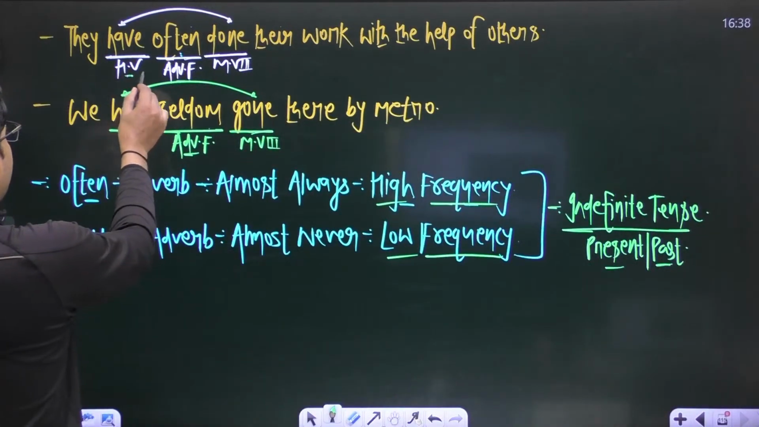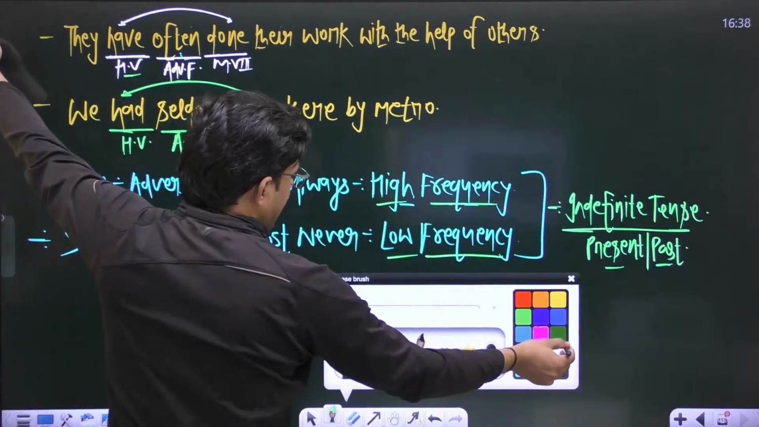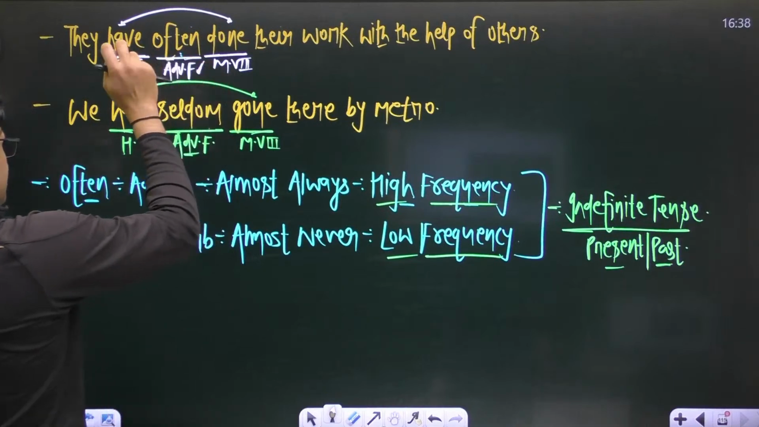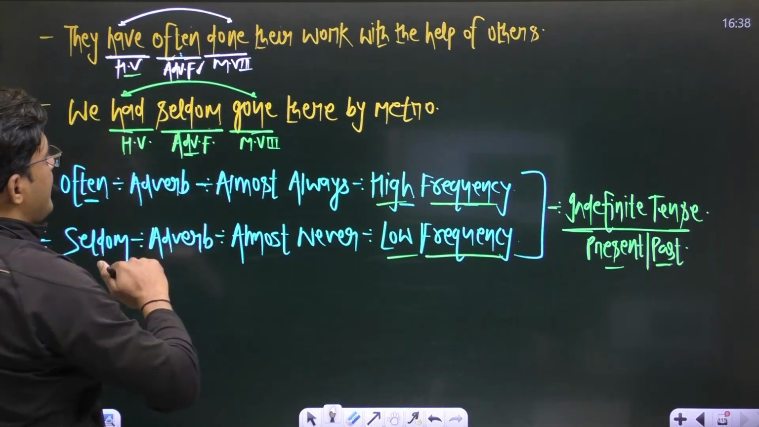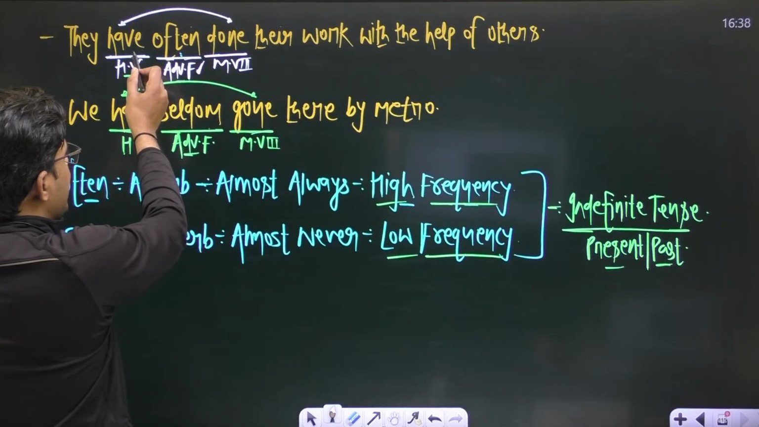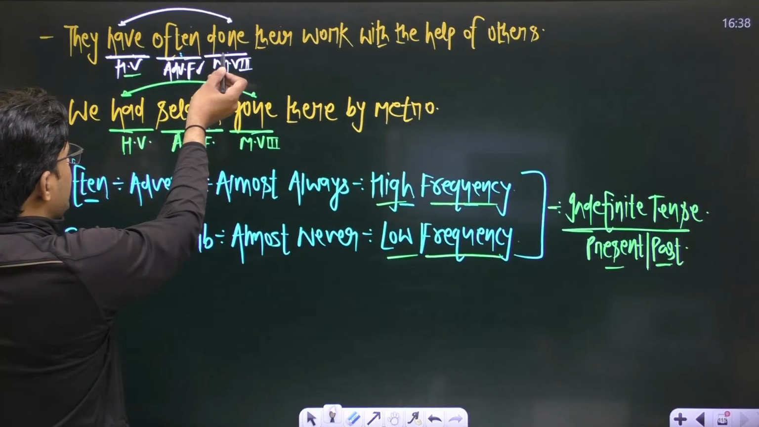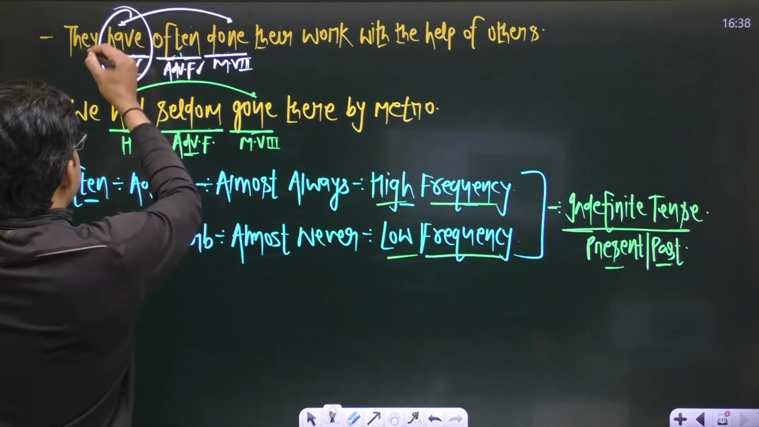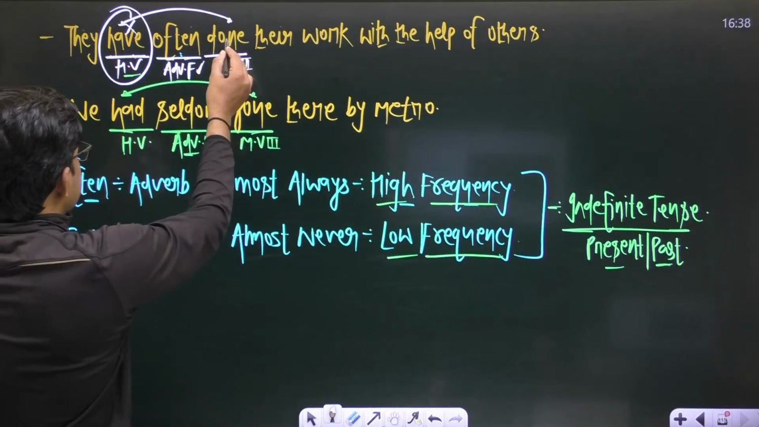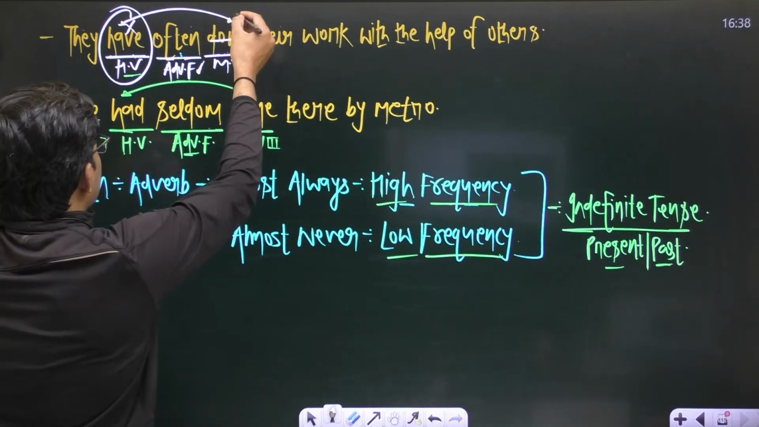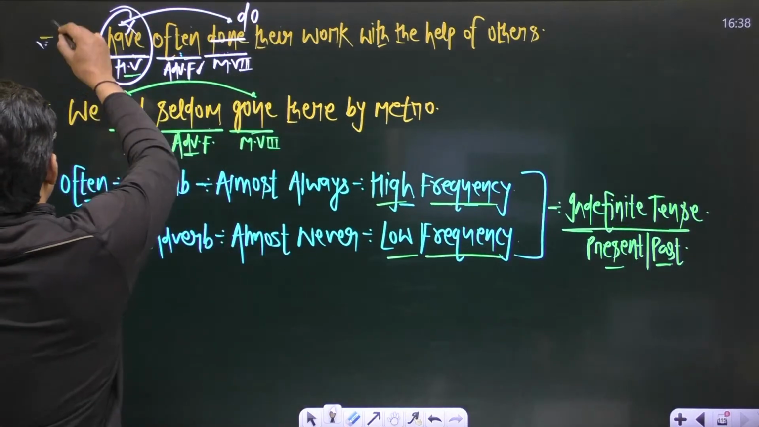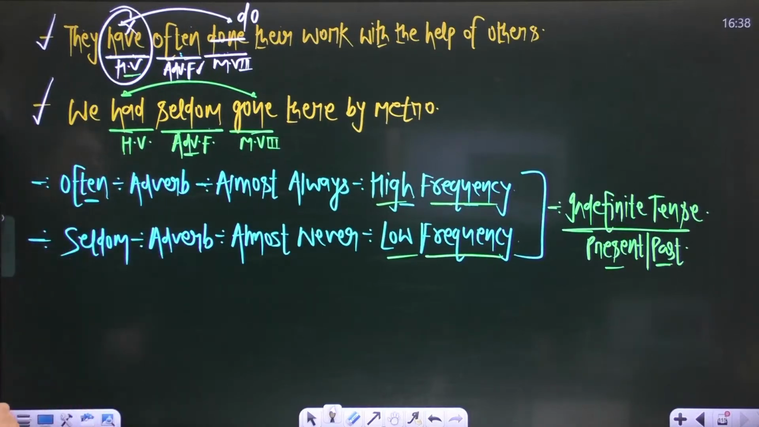So let us apply it in the sentence. We already have a present perfect tense, right? But we know because of this often, because of this word of high frequency, we need indefinite, and this indefinite must be present indefinite. In place of present perfect, we require present indefinite. So make it present indefinite, drop have, and according to this, a plural verb will be there. So we speak like, they often do their work with the help of others.